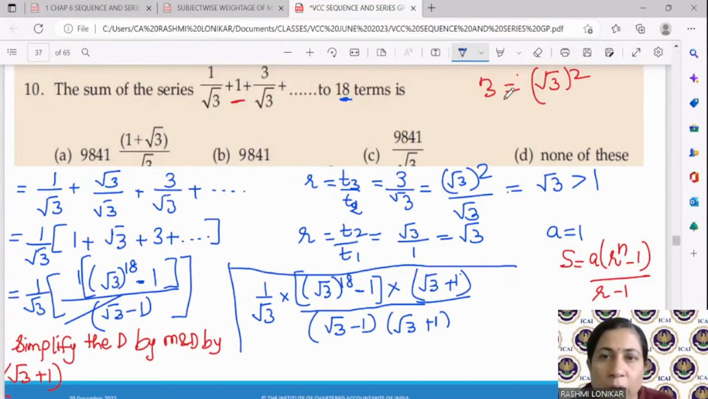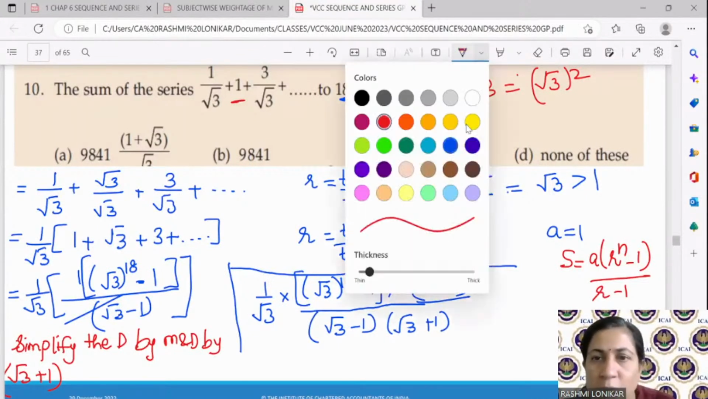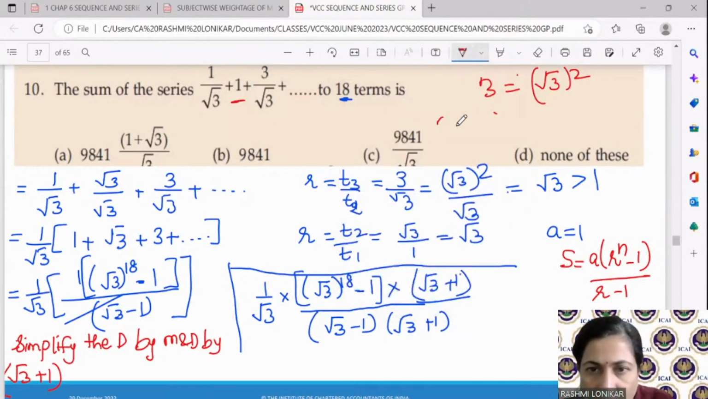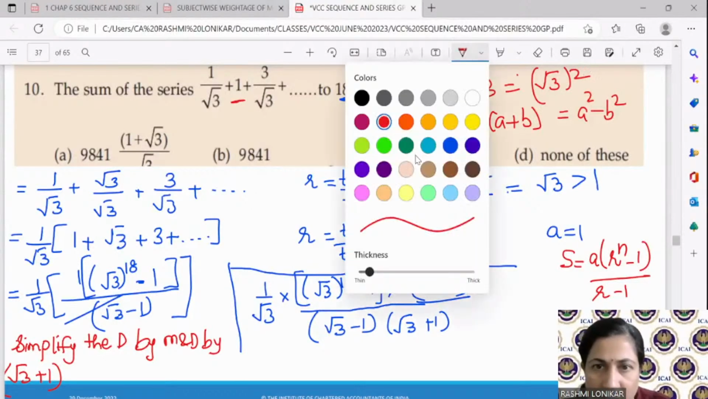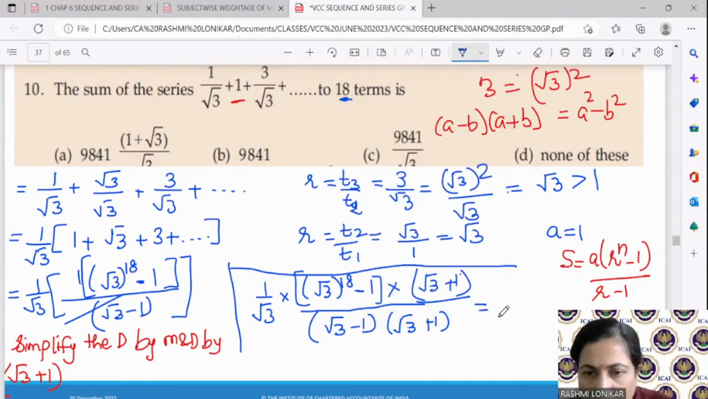What else are we using? We are using a minus b into a plus b is equal to a square minus b square. So here this is a minus b into a plus b. So here this is equal to 1 upon root 3.